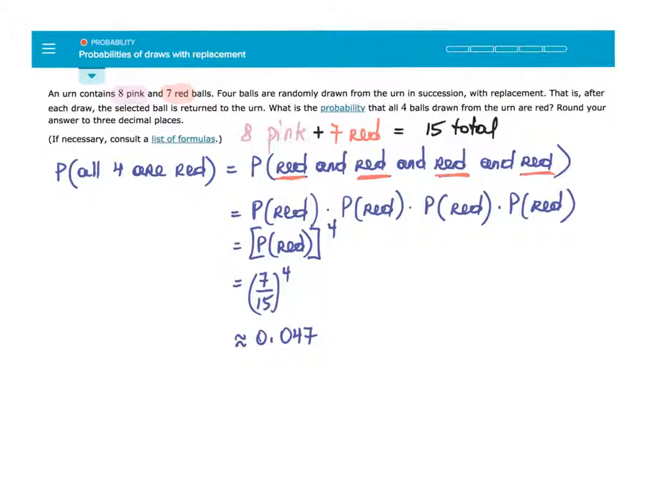That is, after each draw, the selected ball is returned to the urn. What is the probability that all 4 balls drawn from the urn are red? Round your answer to 3 decimal places.